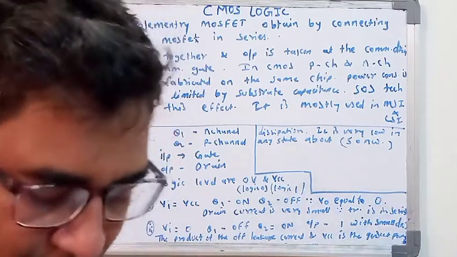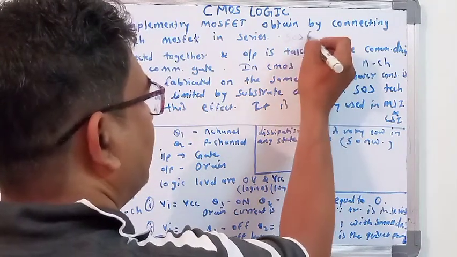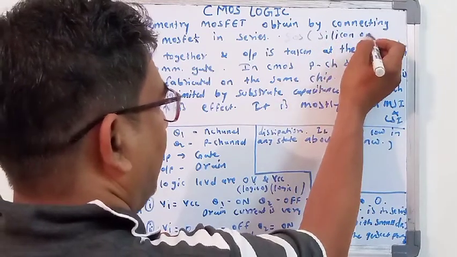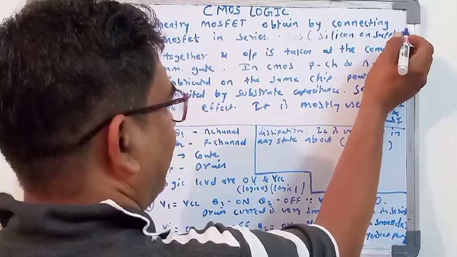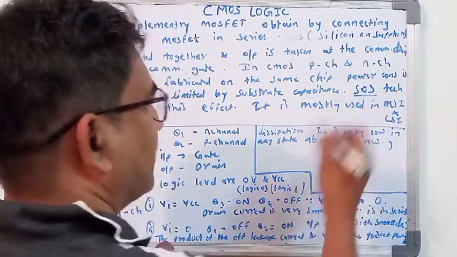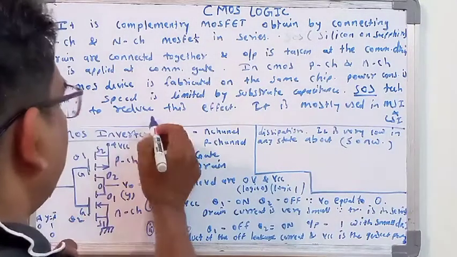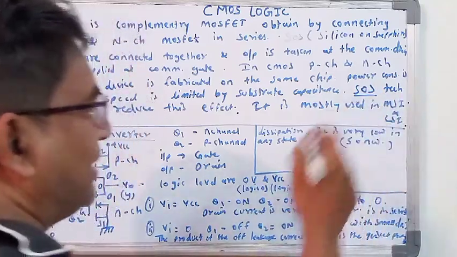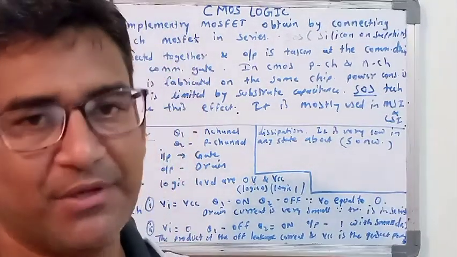SOS, silicon on sapphire, is the full form of SOS. Okay students, it is used to reduce the effect. It is mostly used in MSI and LSI technology. This CMOS is used in LSI and MSI technology.